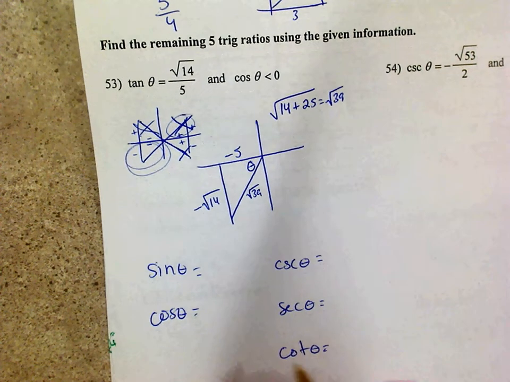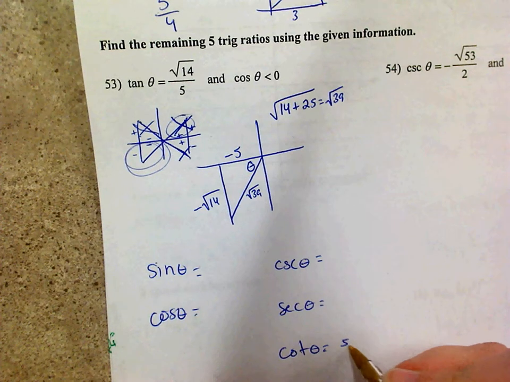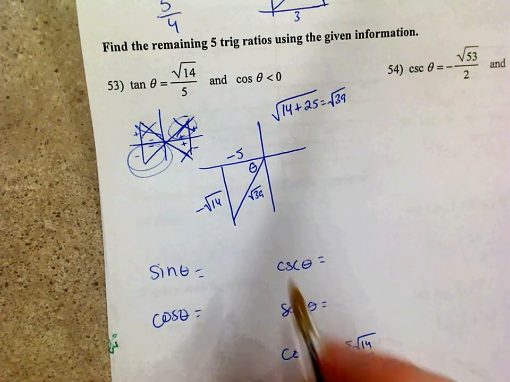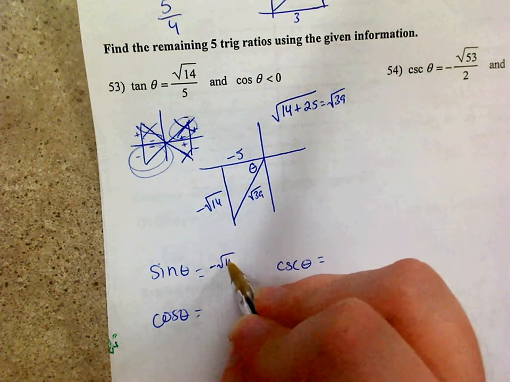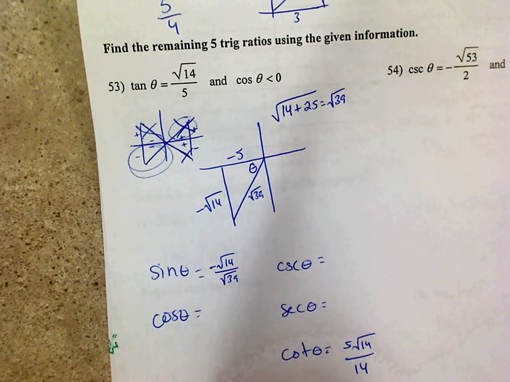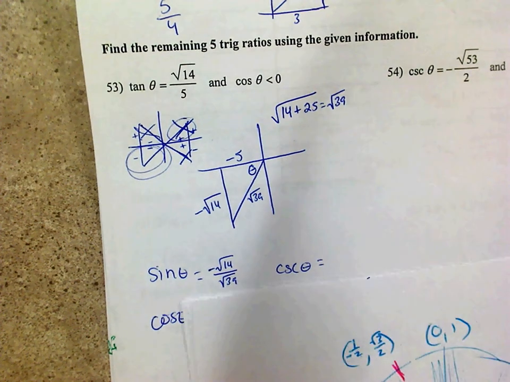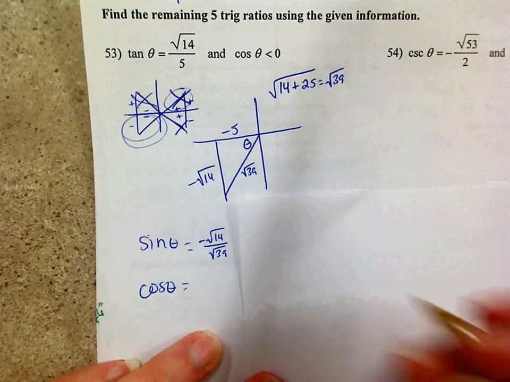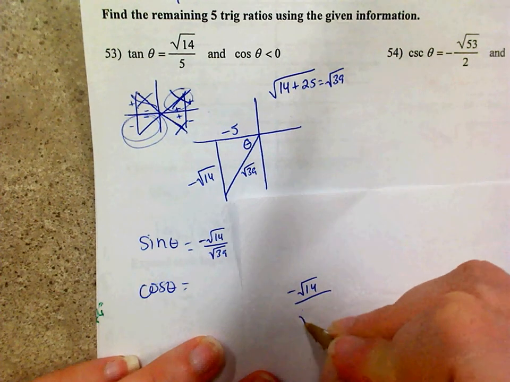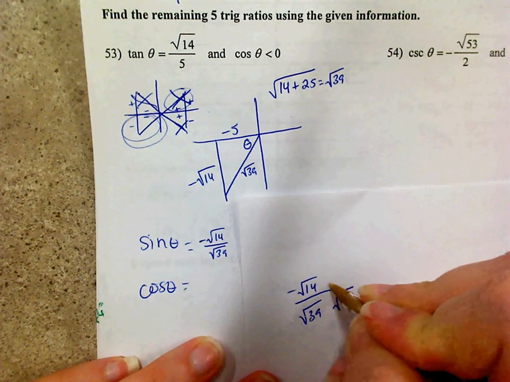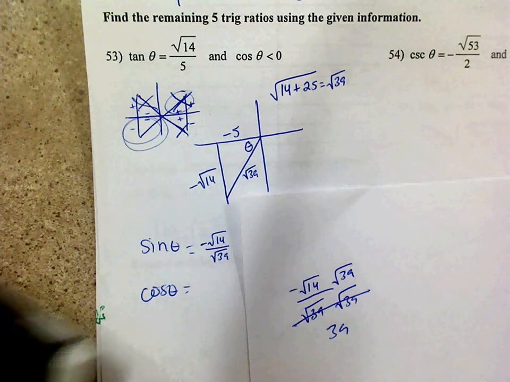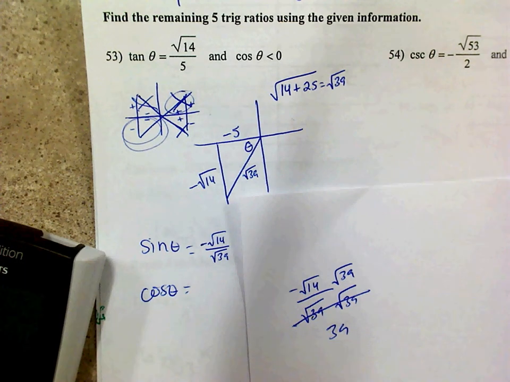Let's do sine. Sine is opposite over hypotenuse. Negative square root of 14 over the square root of 39. That needs to be simplified, rationalized, I guess. So what I would do is I would say negative square root of 14 over the square root of 39 multiplied top and bottom by square root of 39. So this is just 39, and then 14 times 39. They're both inside the square root, so I can simplify them. 14 times 39 is 546. So I've got negative square root of 546 over 39.